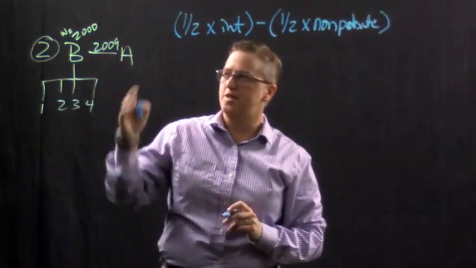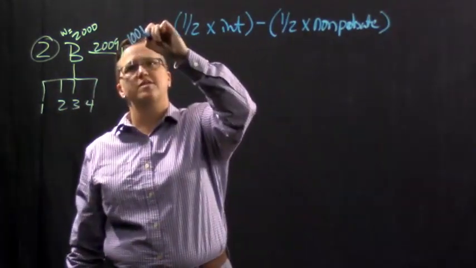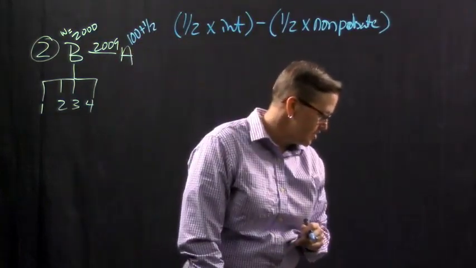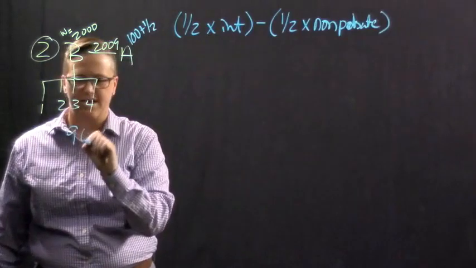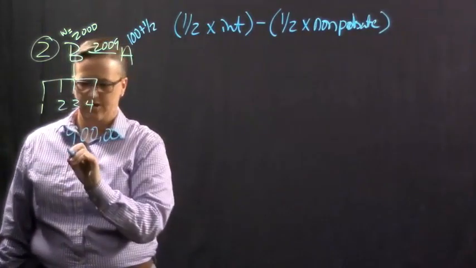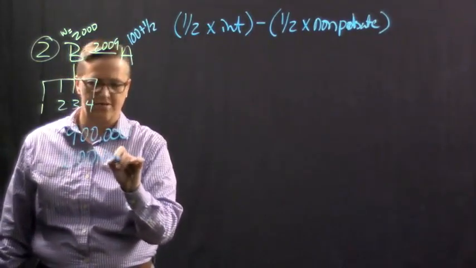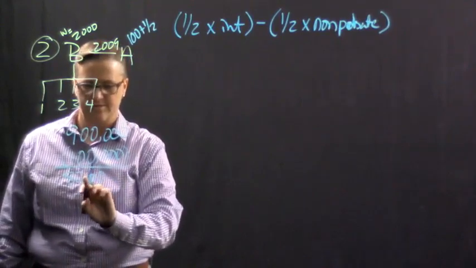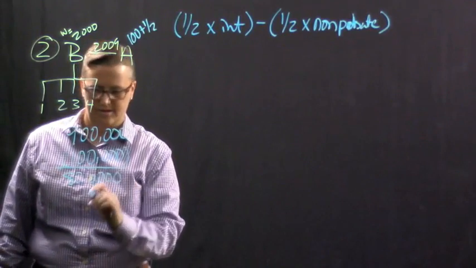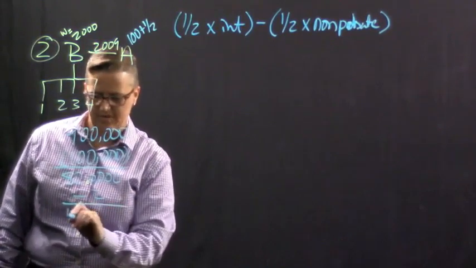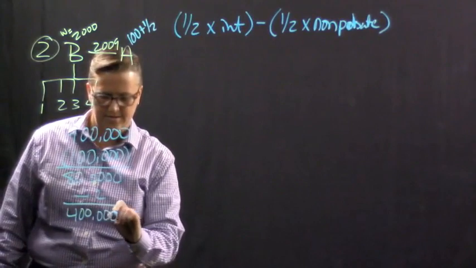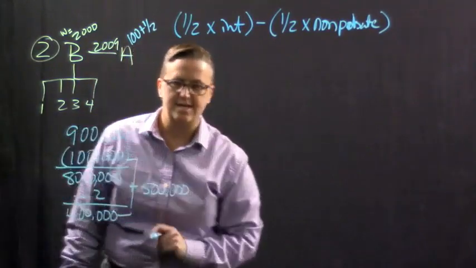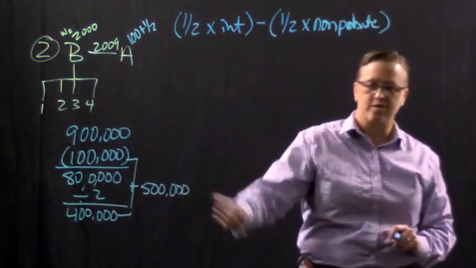Looking at the family tree, we know that Allison's formula is the first 100,000 plus 1/2. So let's calculate that. The distributable estate is worth 900,000. So Allison takes the first 100,000, which leaves us with 800,000. Divided by 2, we've got 400,000. Add those 2 together. If Ben had died intestate, Allison would have taken $500,000.